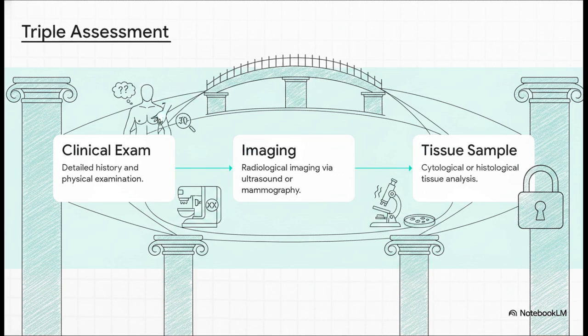Second, radiological imaging to get a look beneath the skin. And third, tissue sampling for microscopic analysis. When a medical team combines all three of these and the results align, the diagnostic accuracy is virtually 100%. It literally leaves no stone unturned.